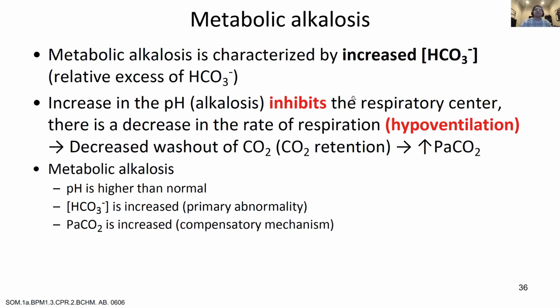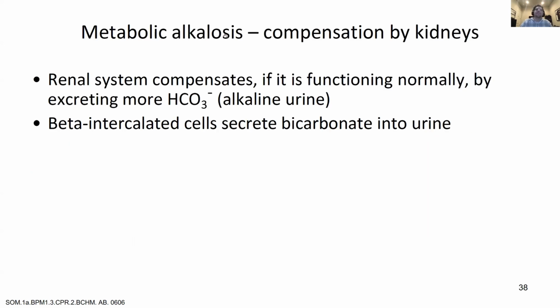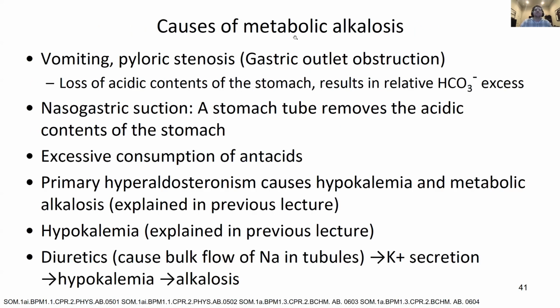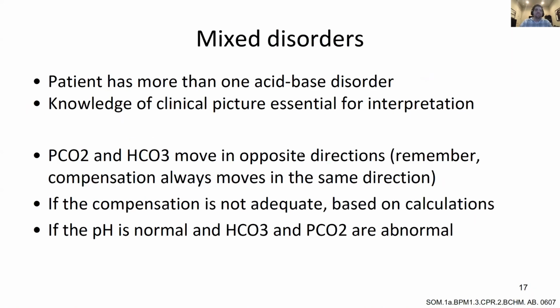Metabolic alkalosis means you're either keeping too much base or you're getting rid of too much acid. So the compensatory mechanism is going to be to hypoventilate. And again, remember, even though the primary insult is metabolic, over time you still can get compensation by the kidneys. Metabolic alkalosis, again, something like vomiting, that's the one they like to use. Obviously, if you're throwing up acid, you could get an alkalosis because you're getting rid of too much acid.